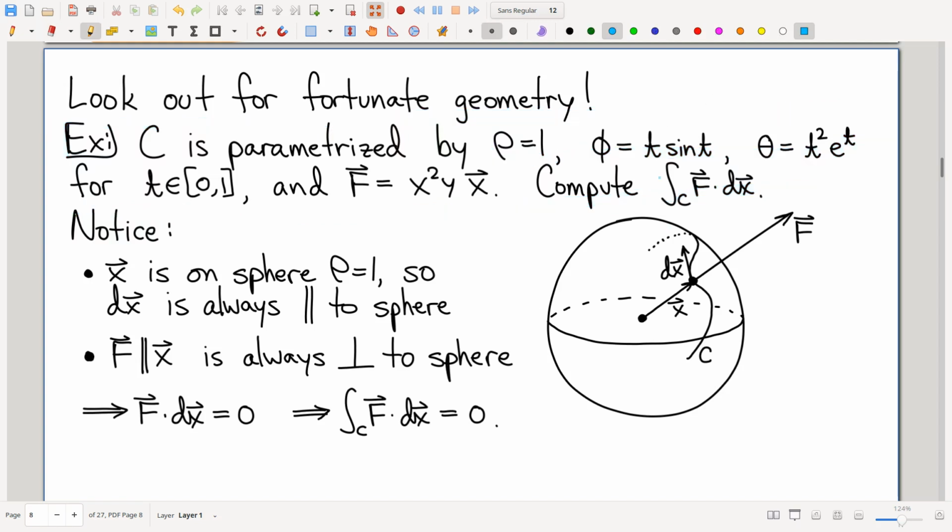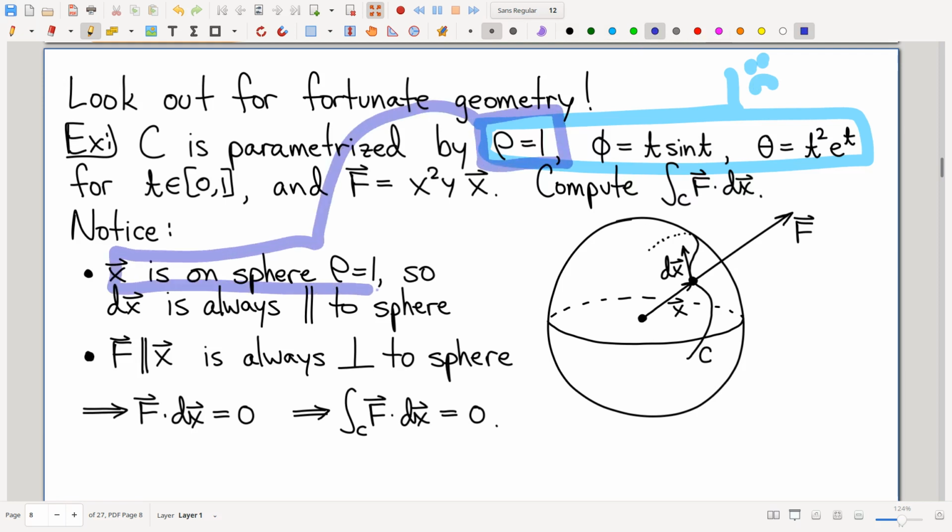And we want to compute this vector line integral of the vector field F given there on the parametrized curve given here. Okay, so here's the key geometric observation. Here's why geometry is awesome sometimes. Notice, however complicated this may be, very conveniently, we are always on the unit sphere. No matter how complicated the story is for phi and theta, rho is always 1.